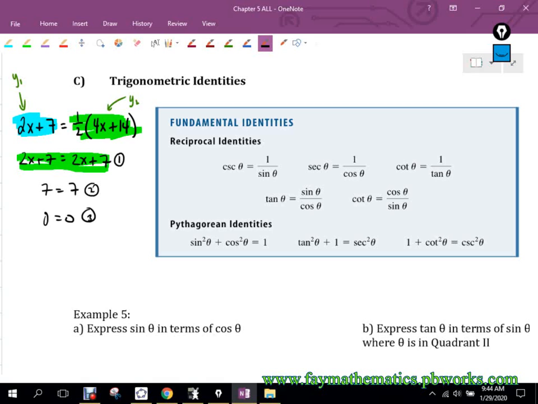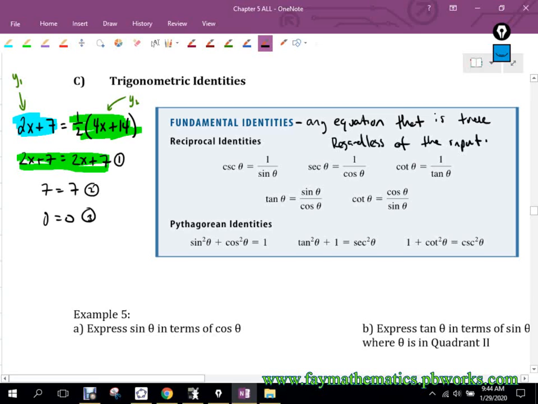Those were identities. And what I mean by identity is, by definition, a mathematical identity is any equation that is true regardless of the input. Sometimes you might see it written as a statement that is always true, or a statement that is always true for all inputs. Okay? Is that right? Okay.